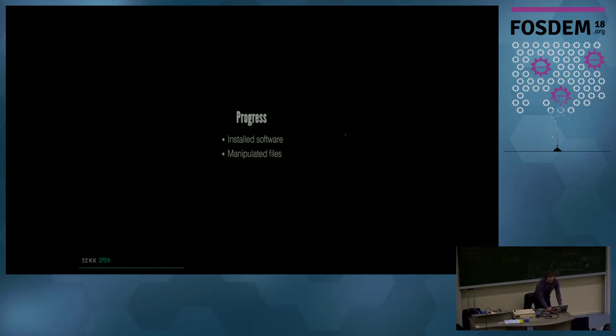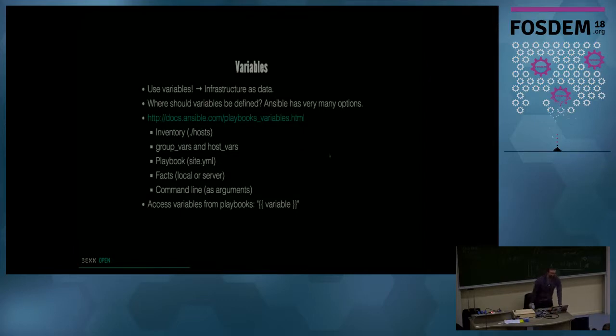All right. So we've installed software and we've manipulated some files. Talk a little bit about variables in Ansible. It's a very good idea to use variables as much as you can and don't hard code what could have been a variable inside your playbooks. That's what we call infrastructure as data. Because if you have all your data in variable files, then it's a lot easier to, for instance, migrate to a different provisioning framework, because you have all your facts nicely inside some configuration files, and not scattered around your playbooks.